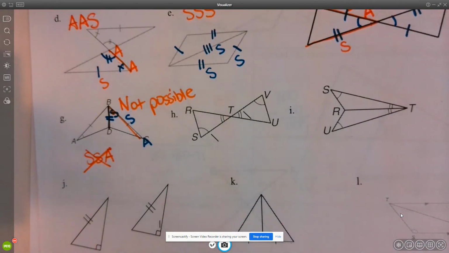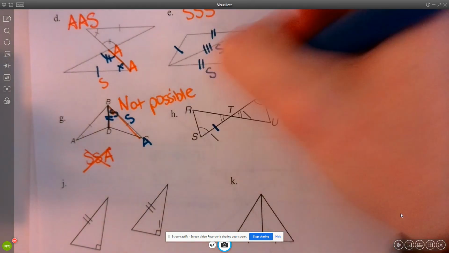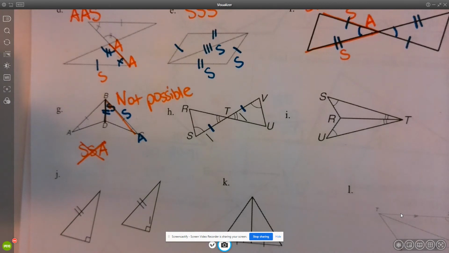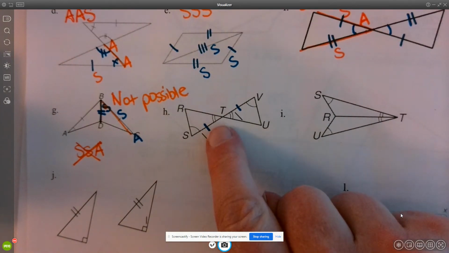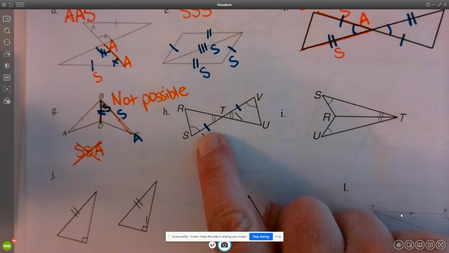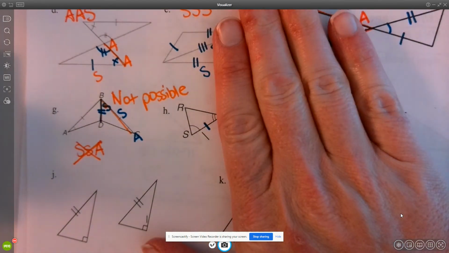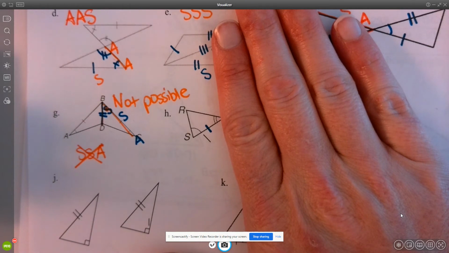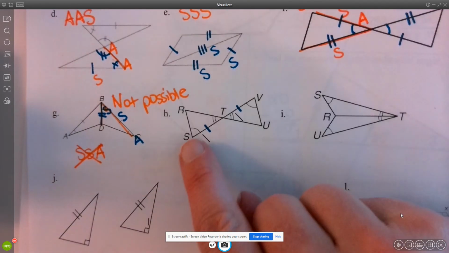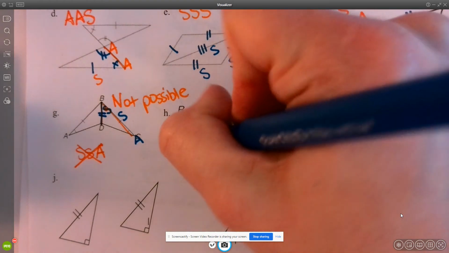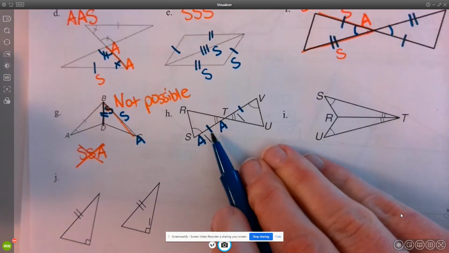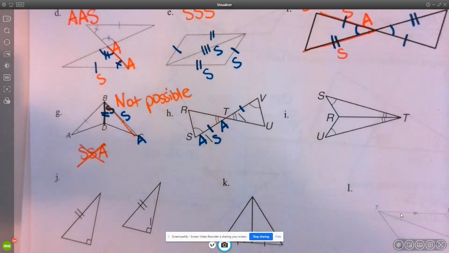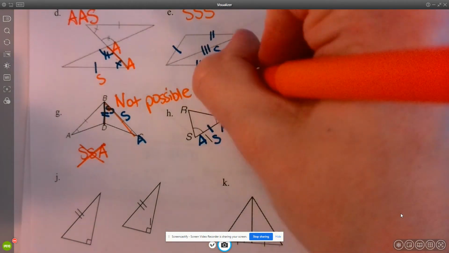Part H got messed up a little bit. These tick marks were supposed to be here and here. Looking at my two triangles, I see they have two pairs of congruent angles and one pair of congruent sides. I'm going to go ahead and look at one of the triangles to figure out which theorem might be working in this problem. And I've got an angle and an angle, and notice how the side that is congruent is in between. This is an example of angle side angle.